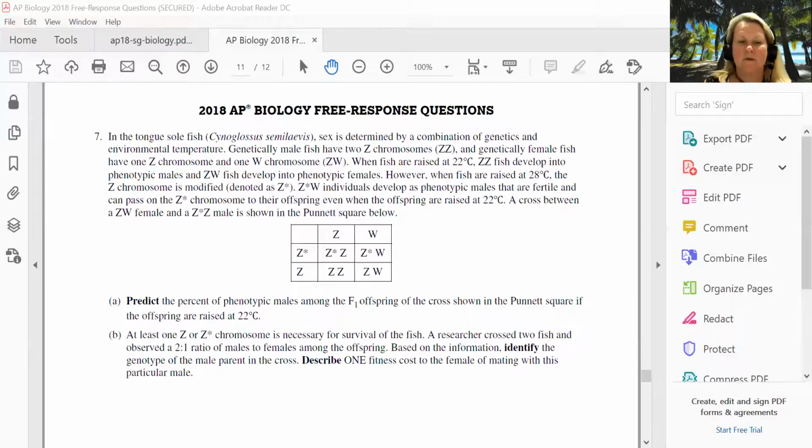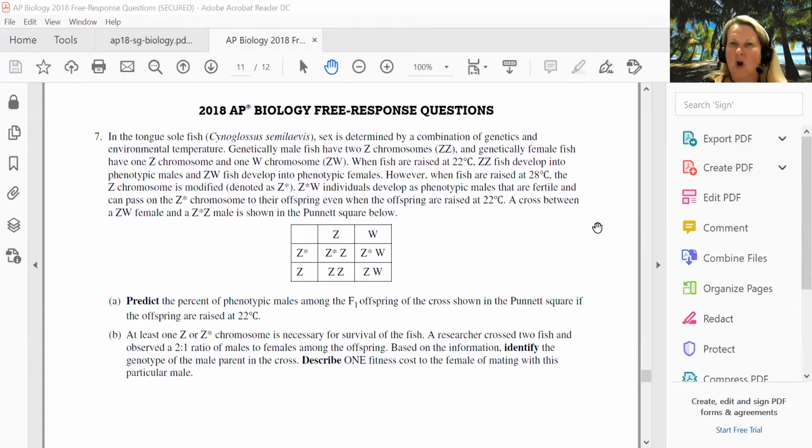Okay, so here's question 7. In the tongue-sole fish, sex is determined by a combination of genetics and environmental temperature. Genetically male fish have 2 Z chromosomes, ZZ, and genetically female fish have 1 Z chromosome and 1 W chromosome, ZW. Let's stop right there for a second and look at that sentence.